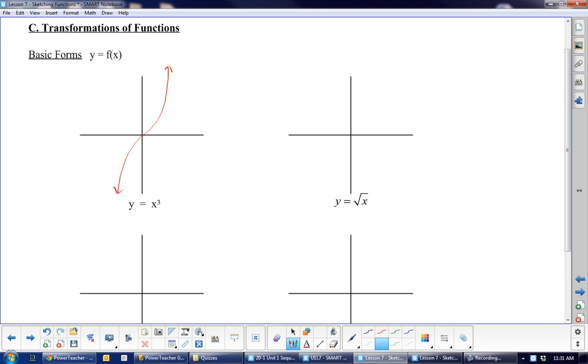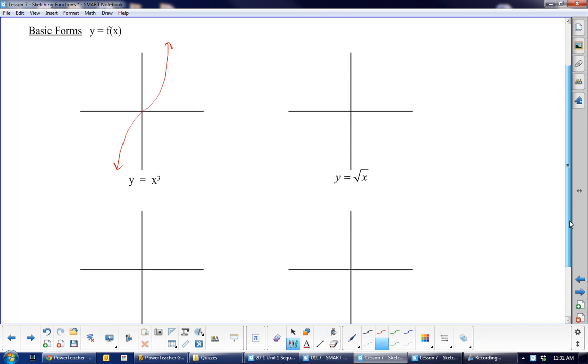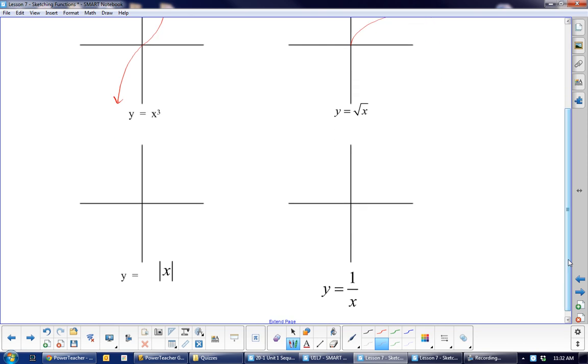And just remember, when all else fails, pick some points and graph it. Pick 1, 2, 3, 4. Pick -1, -2, -3, -4. Now remember, when you cube negatives, you do get negatives, right? So that's why you can get the negative y's as well as positive y's. What does a square root x always look like? It always looks like this. Absolute values always look like this. You will not have any negative y's.